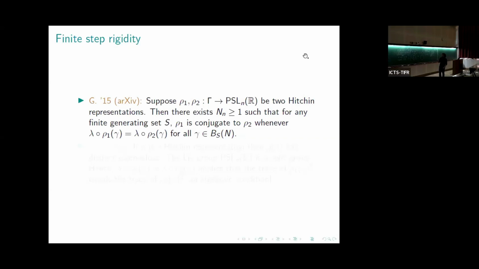So the statement is we take 2 representations of Gamma inside PSL_n(R), which are Hitchin representations. Then there exists N, which only depends on this n, such that for any finite generating set S, rho_1 is conjugate to rho_2 whenever their Jordan projections match up for all gamma inside B_S(N).